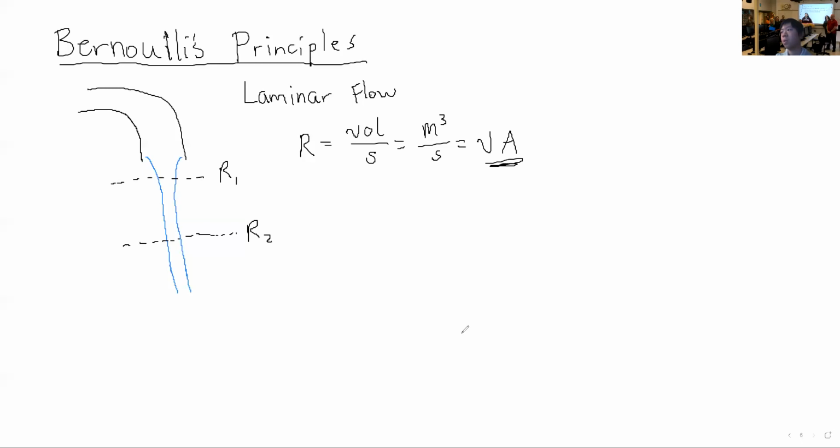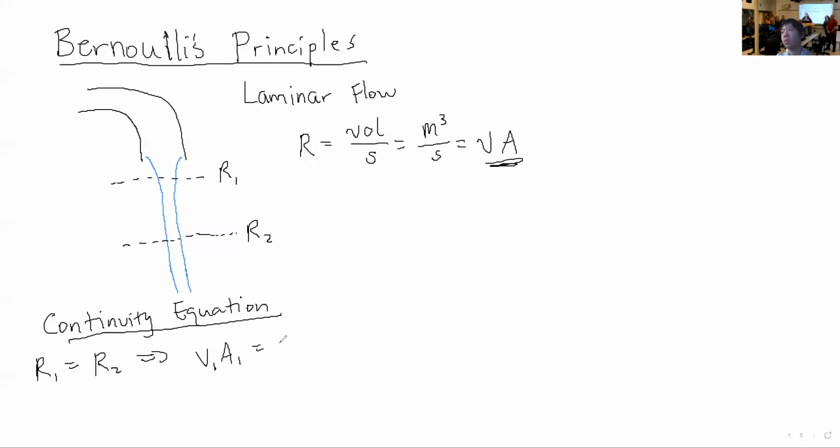Okay. So this is something called the continuity equation, which claims that anywhere along this little pillar of water, the flow rates are the same. So R1 is equal to R2, therefore V1A1 is equal to V2A2. Right, but then the basis of this, yeah, exactly. This just comes from conservation of mass.